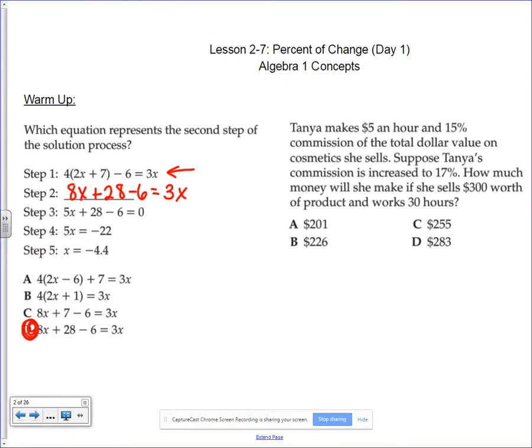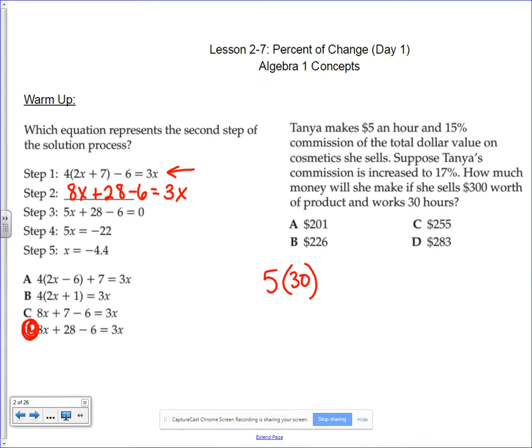Okay, well, first and foremost, even if Tanya sells nothing, she makes $5 an hour. And that is not changing at all. Okay, so she's going to work for $5 an hour. And it says down here she's going to do that for 30 hours. So that's the first part.